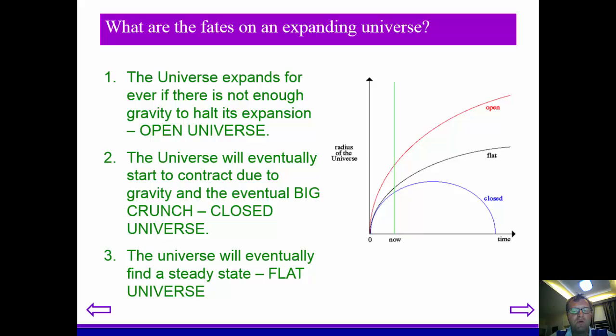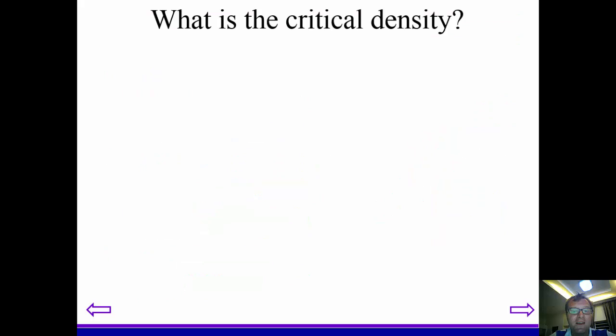And that requires a perfect balance between the kinetic energy of expansion and the gravitational potential energy trying to close the universe. And this will require a certain density. The universe will have to have a certain critical density, and actually we can calculate what the density is going to be. We do that by doing some thinking.